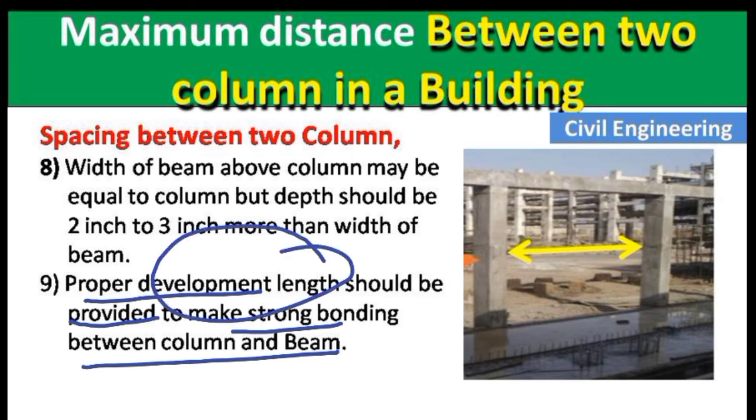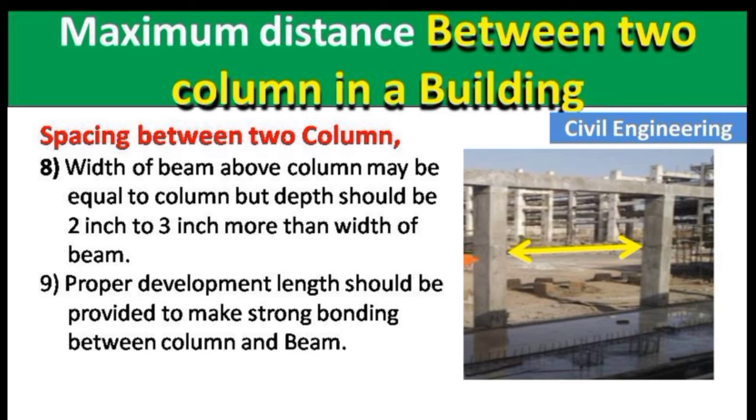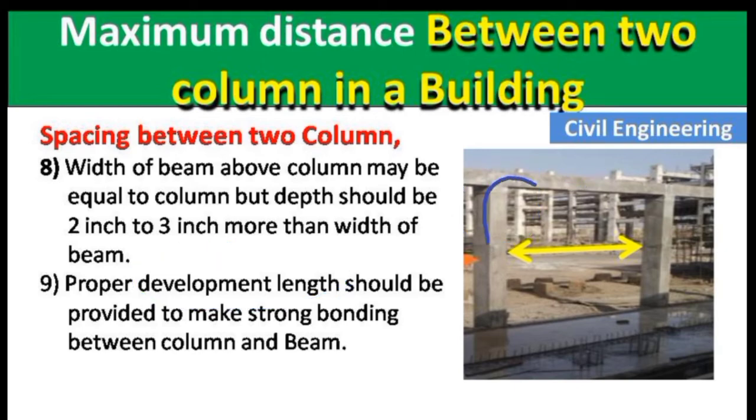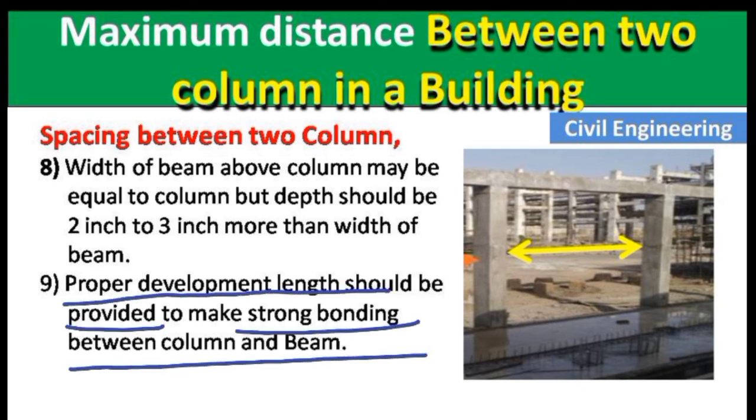Guys, development length is a very important term. Development length means, for example, our column is from here to here, but we have to provide extra steel rod to go through the column, to make a strong bond between column and beam. So we have to provide extra steel rod like this. So what is this extra steel known as? Development length. We should provide this length in this direction and also in this direction. So proper development length should be provided to make a strong bond between column and beam.